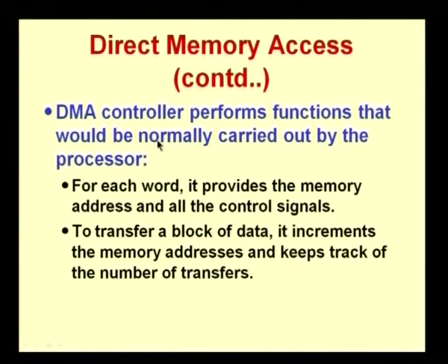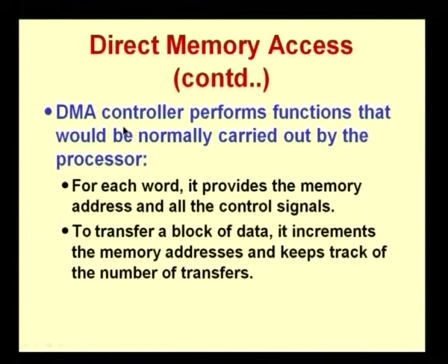What is it that the DMA controller is expected to do? The DMA controller will have to perform all the functions that would normally be carried out by the processor. That is, if the processor were to do the data transfer, whatever functions it would do, all those now have to be taken care of by the DMA controller. So, what does it have to do? For each word that needs to be transferred, it has to provide the memory address and all the control signals. The address to which the data is to be transferred or from which the data is to be transferred, and all the control signals, in the sense of whether you need to do a read operation or a write operation, all those will now have to be supplied by the DMA controller.